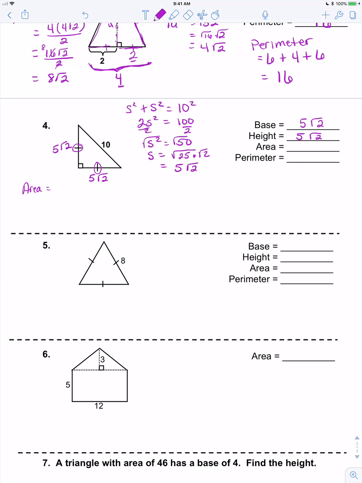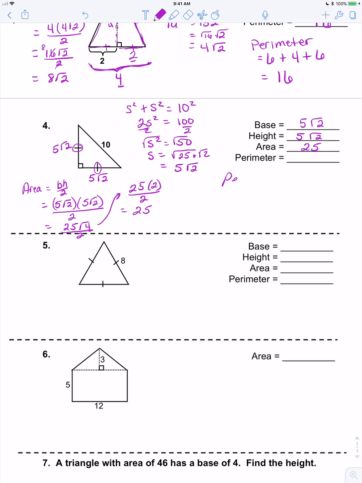So the area, base times height divided by 2. So 5 square roots of 2 times 5 square roots of 2, all divided by 2. Well, remember, we multiply the outside, so that's 25 square roots of 4 divided by 2. The square root of 4 is 2, so that makes it 25 times 2 divided by 2, which is 50 divided by 2, which is 25. So the area here is 25.